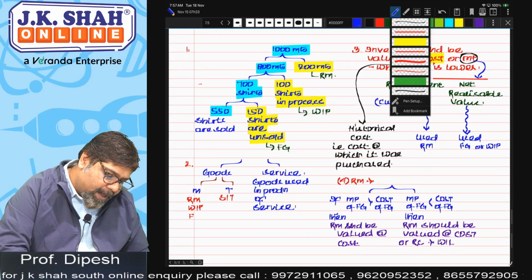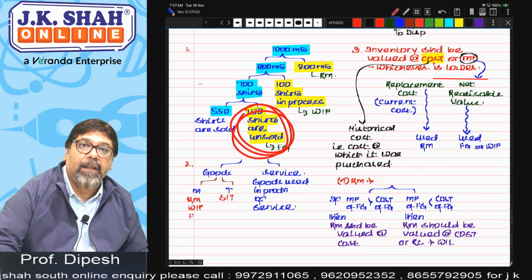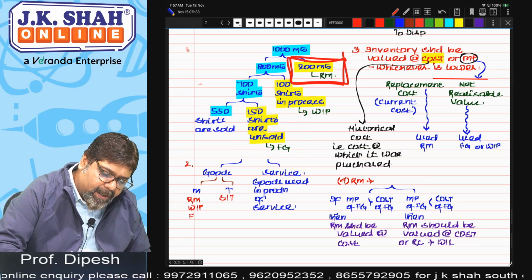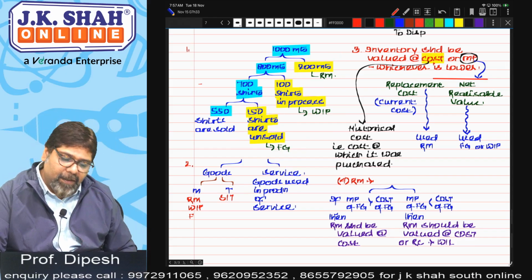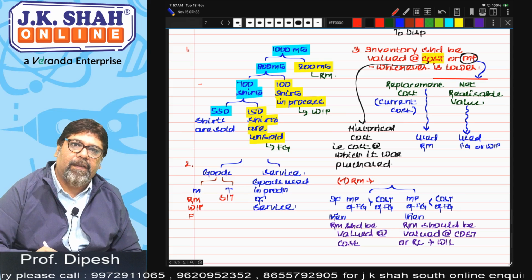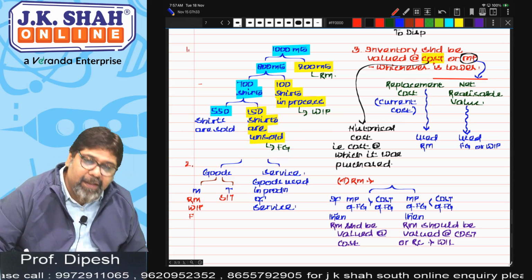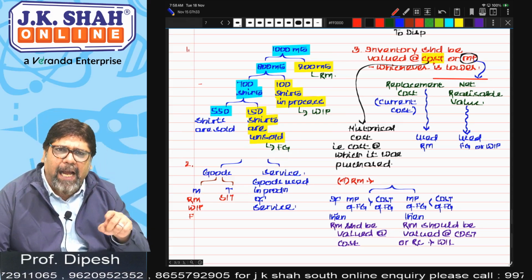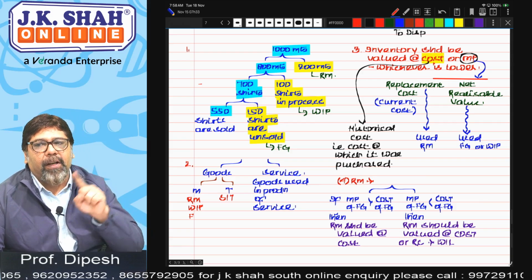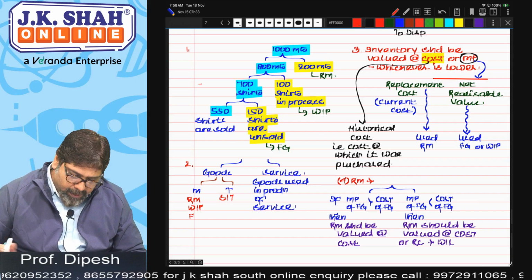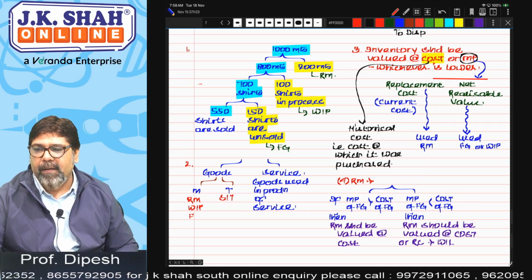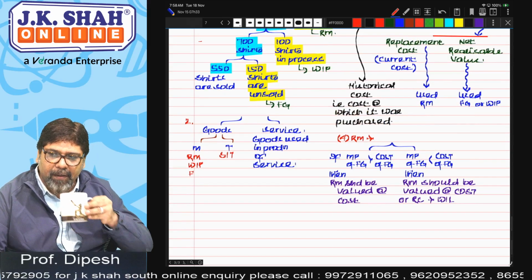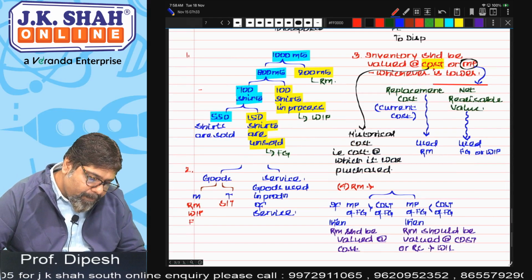Again I repeat, if market price of finished goods is greater than cost of finished goods, then unused raw material will be valued at cost. But if market value of finished goods is less than cost of finished goods, then unused raw material should be valued at cost or replacement cost, whichever is lower. Understood, Aditya?